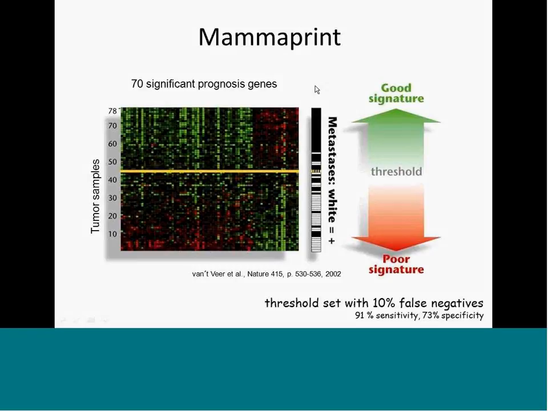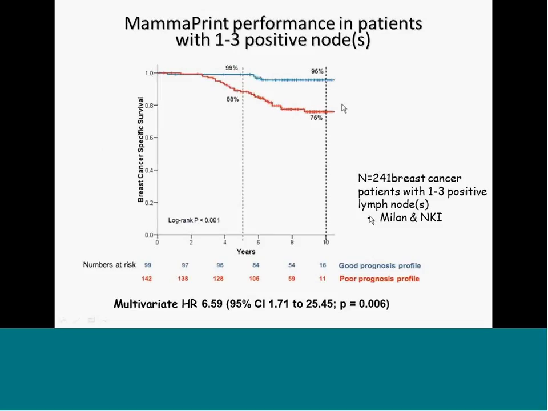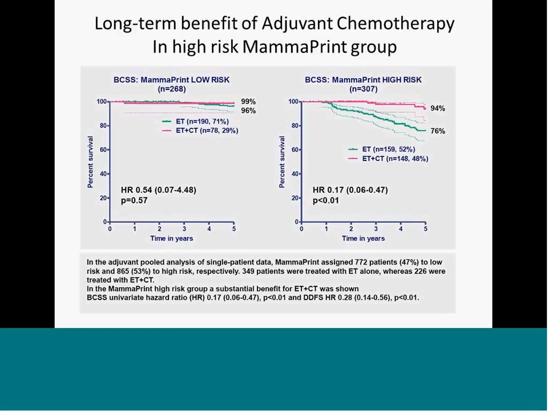Here, if you have a sample, what you're doing is comparing the gene expression matrix to see: does it resemble this, or does it resemble this? If it resembles this, then it's a good prognosis. If it resembles this, it's a bad prognosis. So this is their data, and you can see if it's a good prognosis, these patients do well. If it's a bad prognosis, these patients do very poorly. So just like the RT-PCR, same concept.